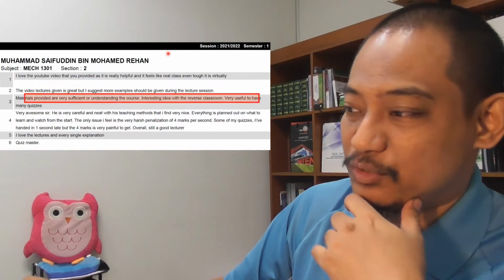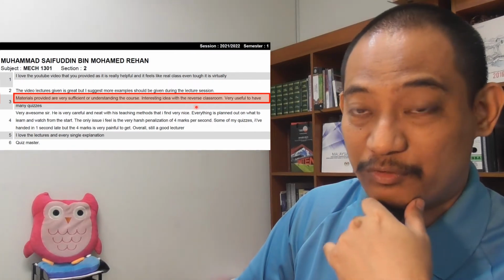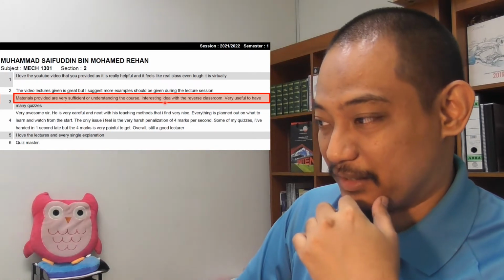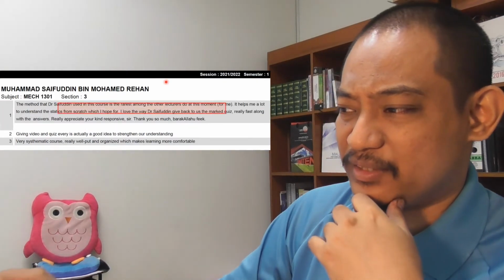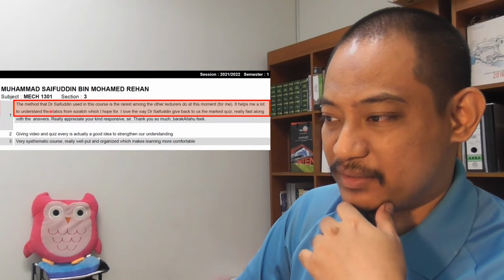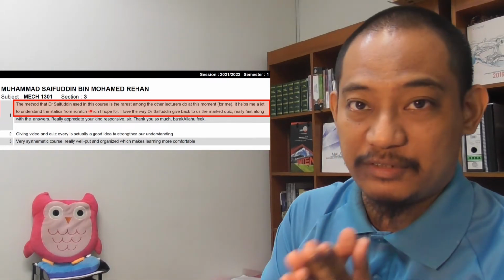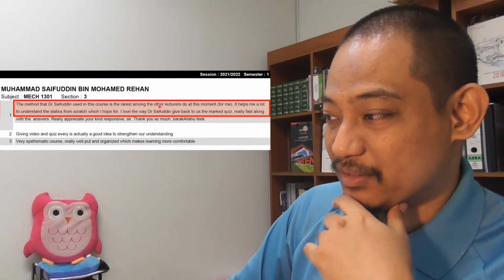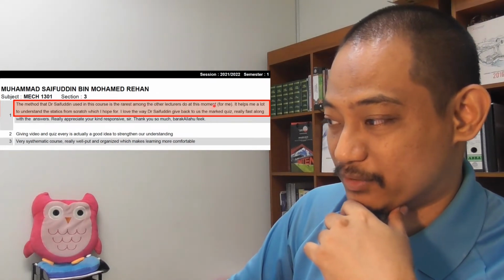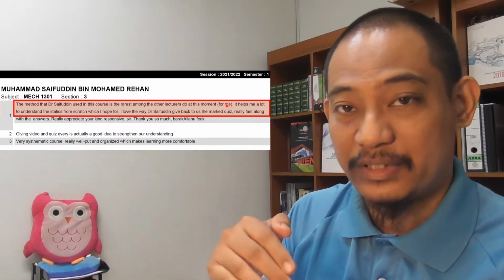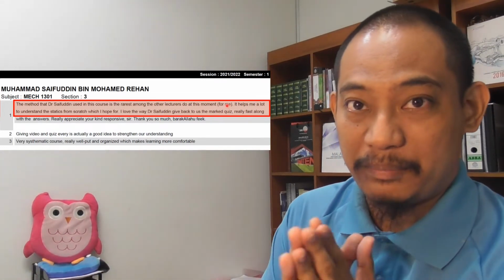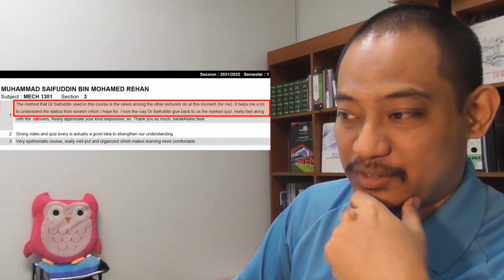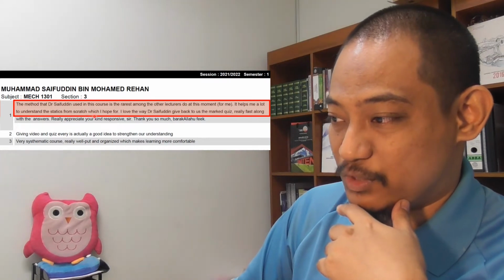In this comment, the student actually says reverse classroom. Of course, he meant the flipped classroom approach, and it is an interesting idea. And in this comment, the student said the method that Dr. Saifuddin used, and I believe this refers to the flipped classroom approach, is the rarest among what other lecturers do at this moment. I think that's because not many here actually apply the flipped classroom, hence it is rare. It helps me a lot to understand statics from scratch, which I hoped for.